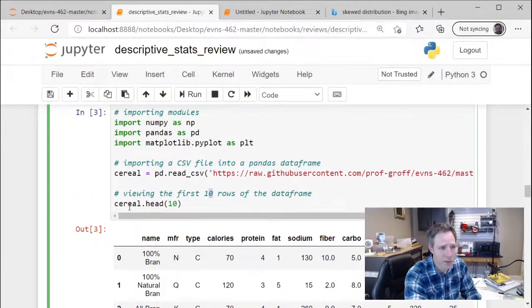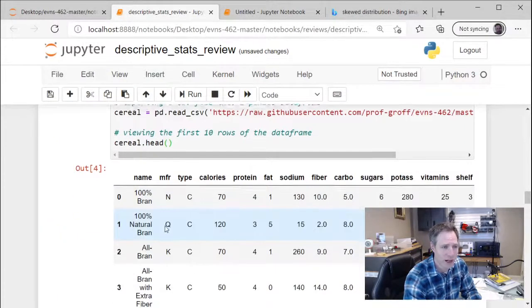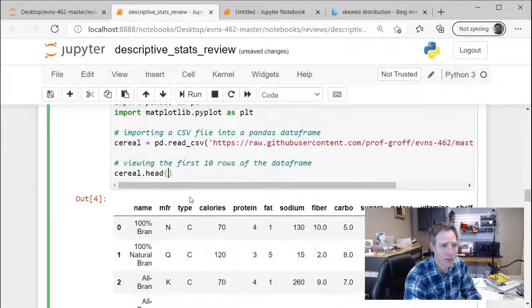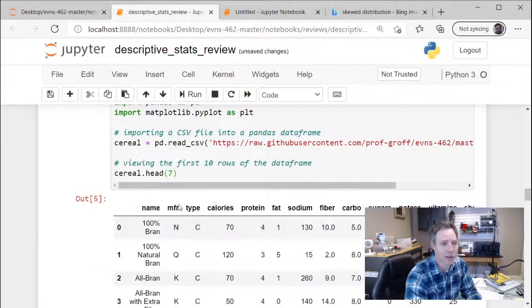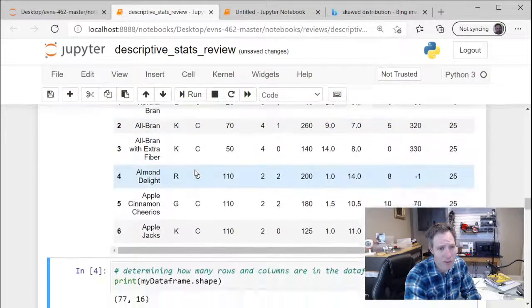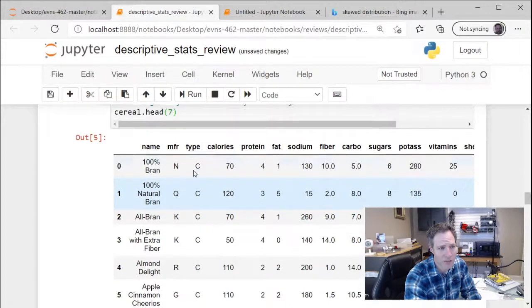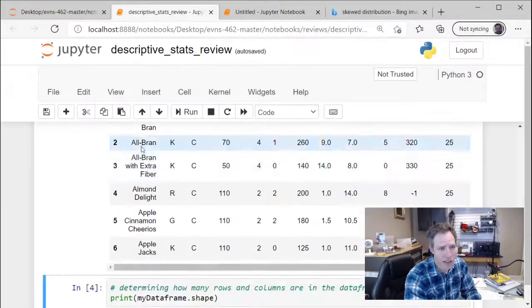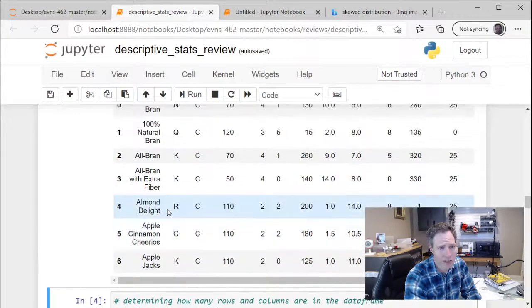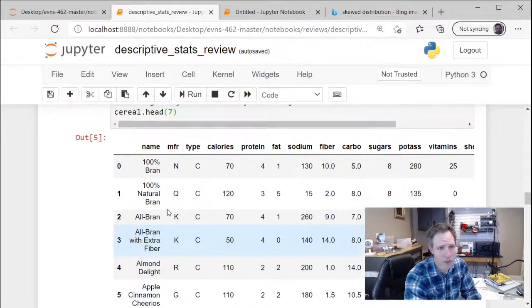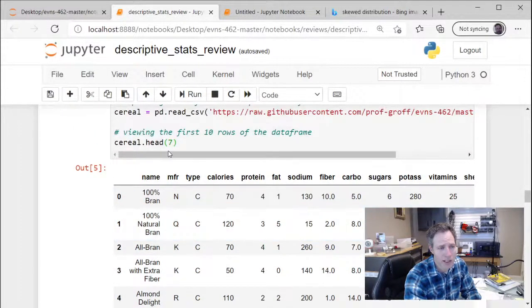All right, so what does this command do? cereal.head shows me just the first couple rows of the data frame. I think by default it shows me 5, yes. But I can put in here exactly how many rows I'd like to see: 7. So what I'm seeing here is a preview of the data, not all of the data. I actually can't tell how many rows are in this data set by just previewing it here. But it's a useful command because you can see the dimensions of your data set.